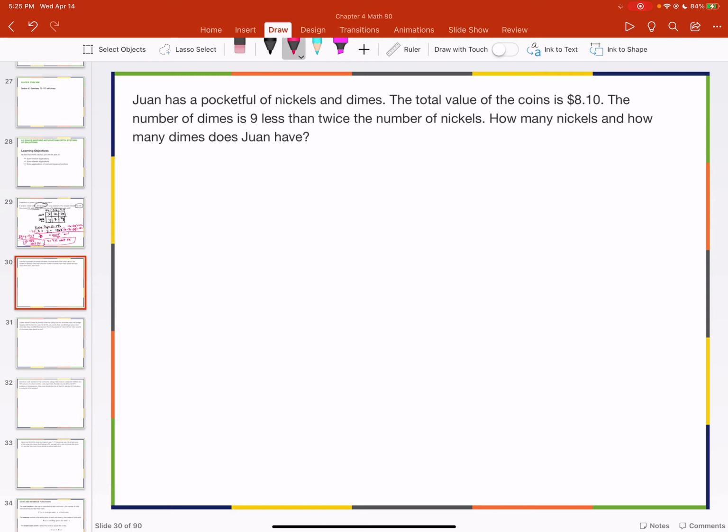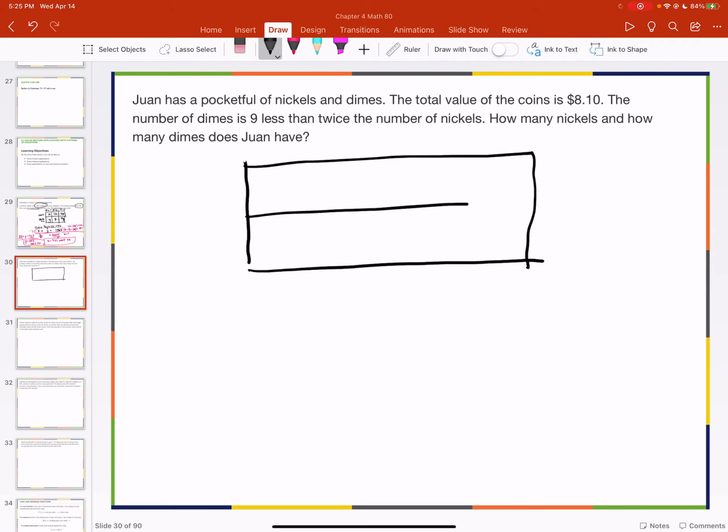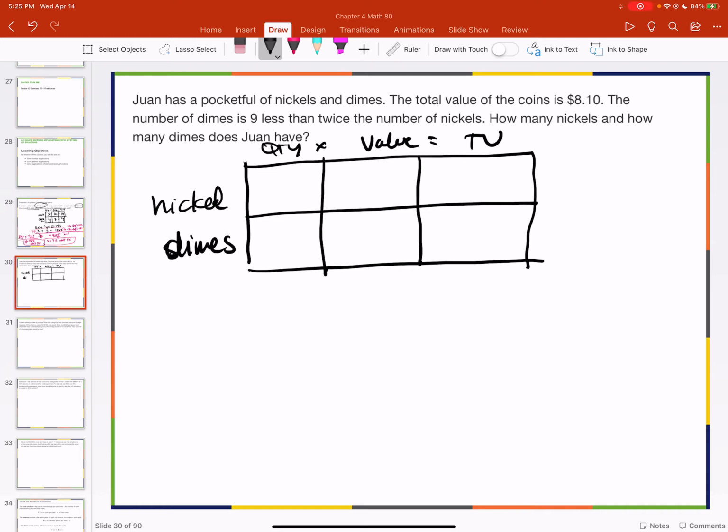Here we have Juan has a pocket full of nickels and dimes. So the total value of the coins is $8.10. So we have quantity times the value equals total value. And we have nickels and we have dimes. The number of dimes is 9 less than twice the number of nickels. So let's first let this be X and this be Y, because that's what they're asking for. How many? They're asking for the quantity.